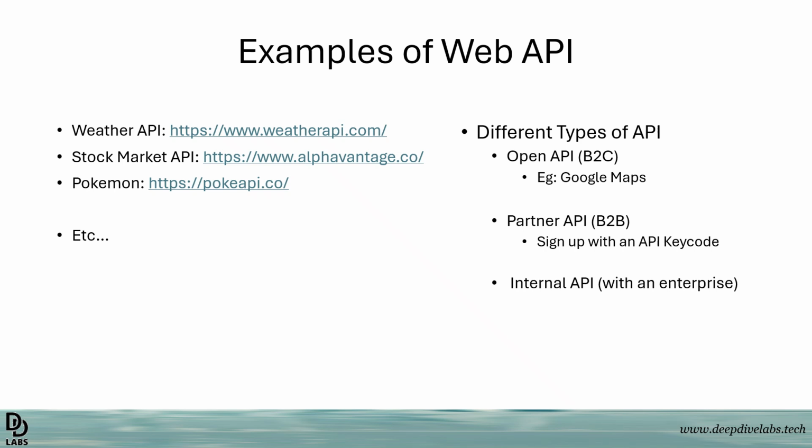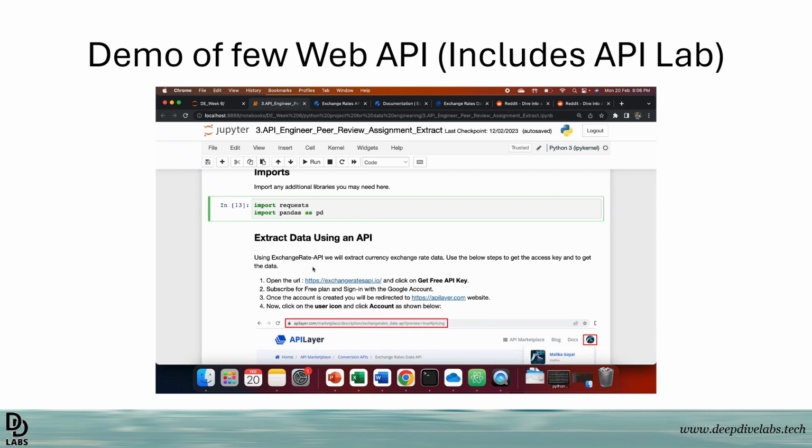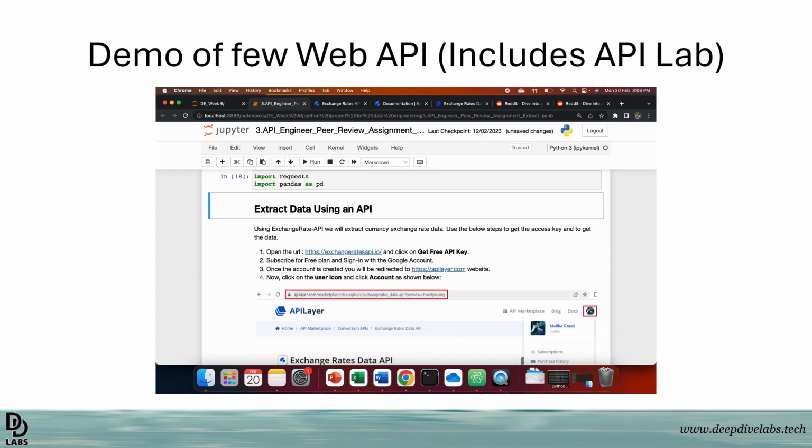So in the next slide, we are going to see a demo of a few APIs, including the API lab of the Python project for data engineering. In this code walkthrough, I'm going to go through how you access a web API. In this activity, we are going to use the exchange rate API that will extract currency exchange rate data.